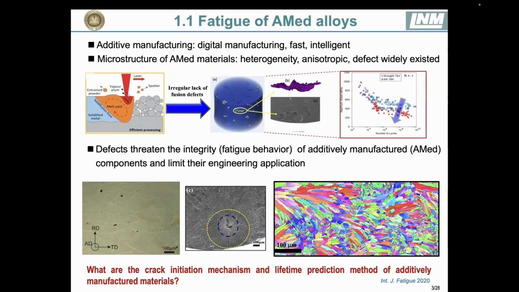There are also some disadvantages. The microstructure induced by additive manufacturing demonstrates anisotropic heterogeneity, such as holes and cracks in the material, and also some residual stress. This limits the application of the material, especially in fatigue, because in fatigue lifetime prediction the damage will increase, especially in high cycle and very high cycle fatigue, which may lead to crack initiation. So the question raised: what are the crack initiation mechanisms and the lifetime prediction methods?